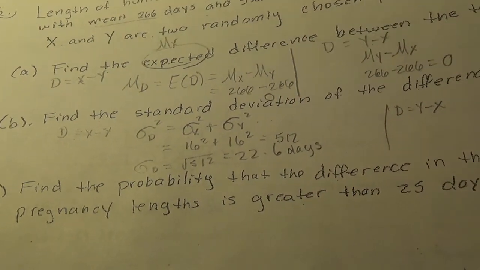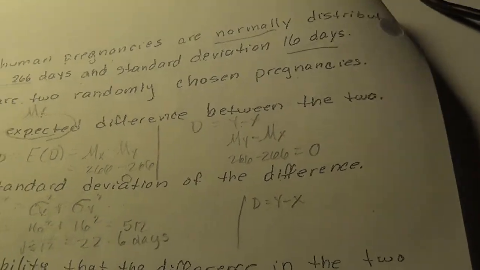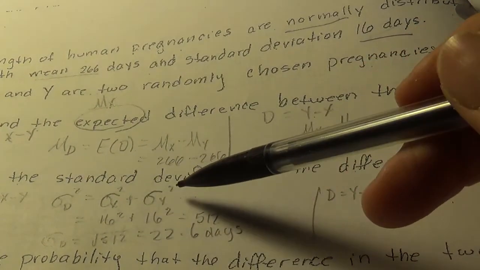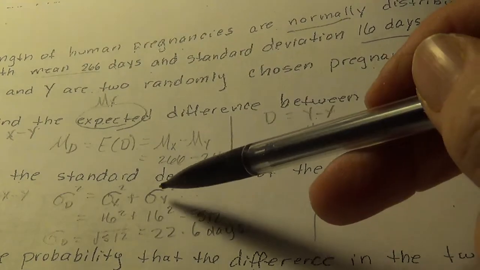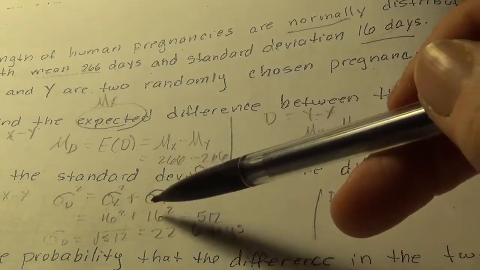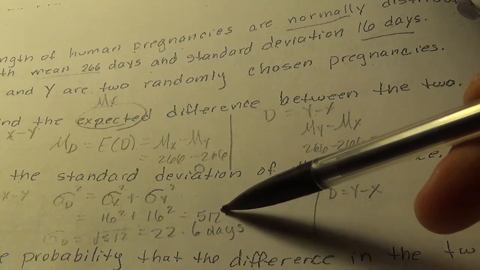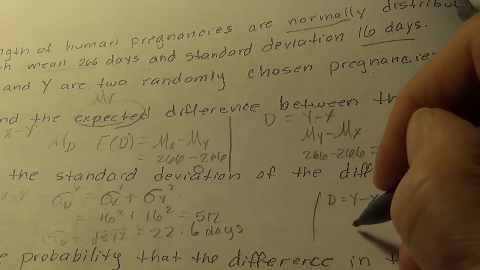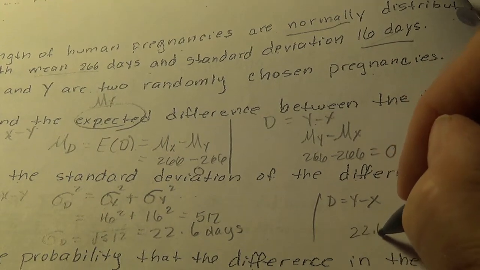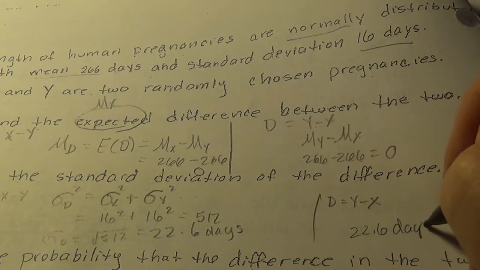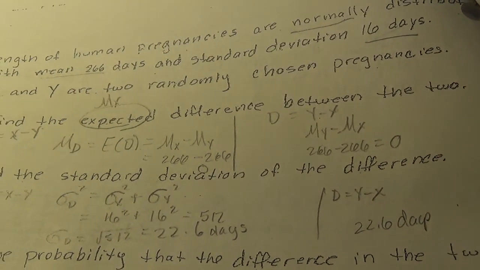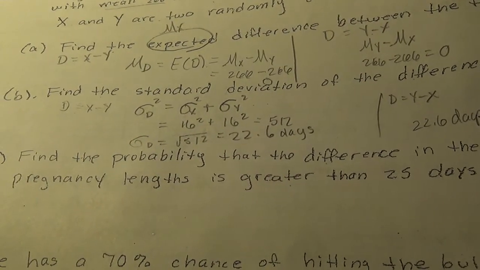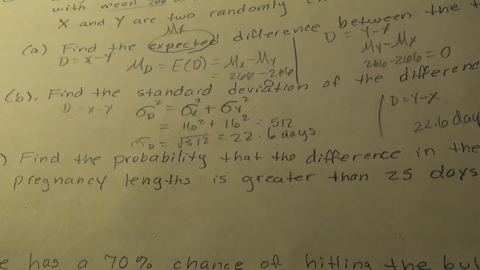All right, over here, I'm doing it the other way. I think you will see, looking at this work, now I'm going to have the standard deviation of y squared plus x squared. I'm going to have these same numbers, I'm going to have that number, and I'm going to square root it. So the difference is also 22.6 days. In this case, they turned out the same. All right, let's see what happens on part C.